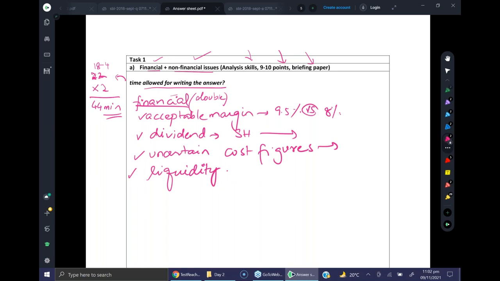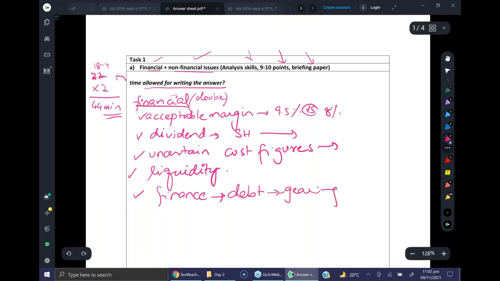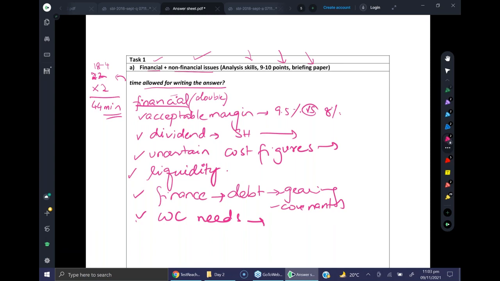Then another thing you can discuss is the finance, where the long-term finance will come from. Remember, in exhibit 2, the government of Beetle confirms that the debt finance will be provided. You can also talk about the effect of debt on gearing levels, what the covenants on the debt will be, and then the working capital needs of the project and how they will be managed. So these are some ideas for financial aspects. We need a total of 9 to 10 points, remember? You don't have to cover each and every point, I'm just giving you ideas here.